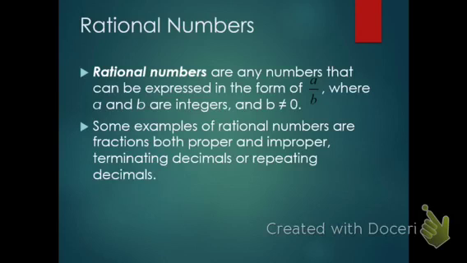What are rational numbers? Rational numbers are any numbers that can be expressed in the form of a over b, where a and b are integers and b cannot be 0. So for example, fractions, and of course integers, whole numbers, and natural numbers. Some other examples of rational numbers are fractions, both proper and improper, terminating decimals, or repeating decimals.